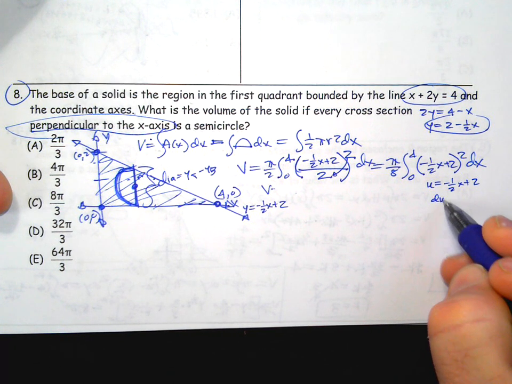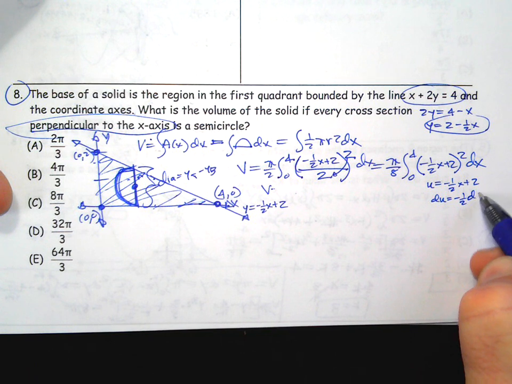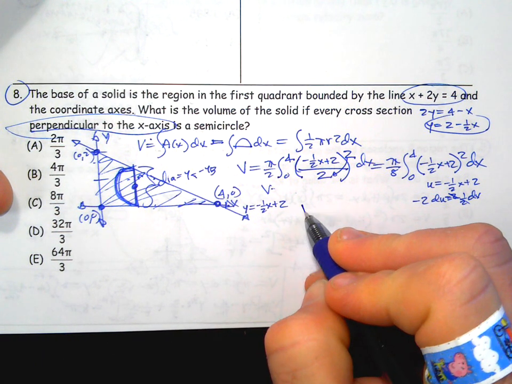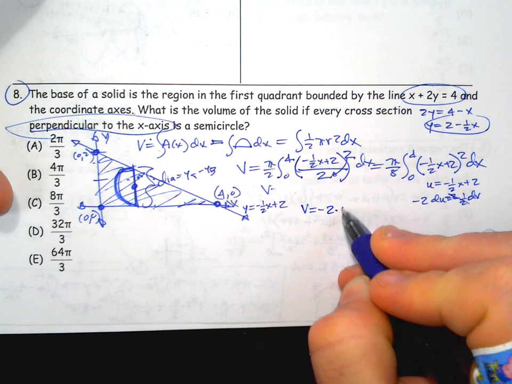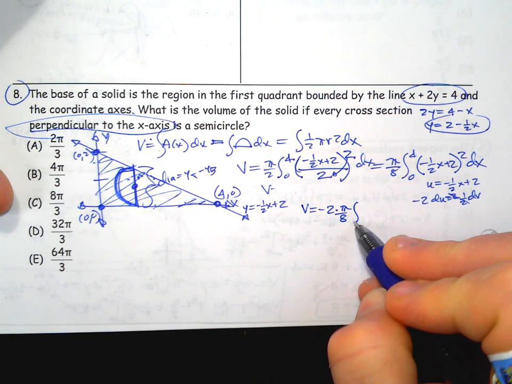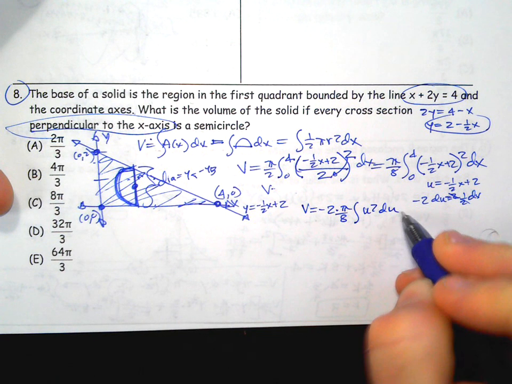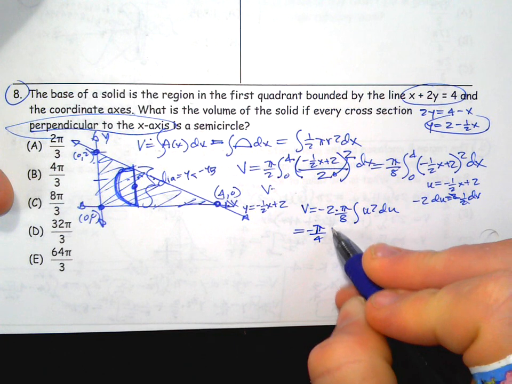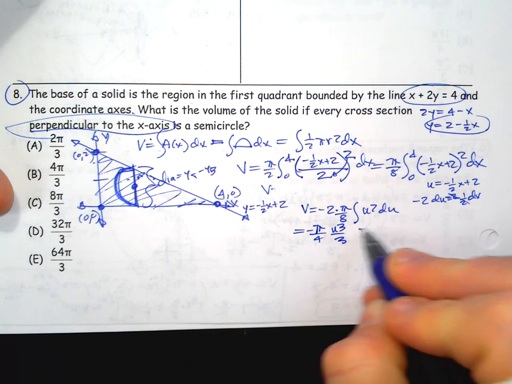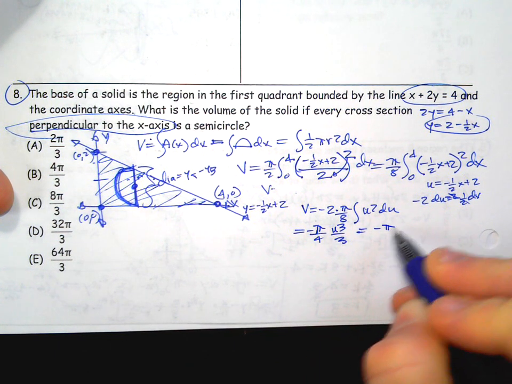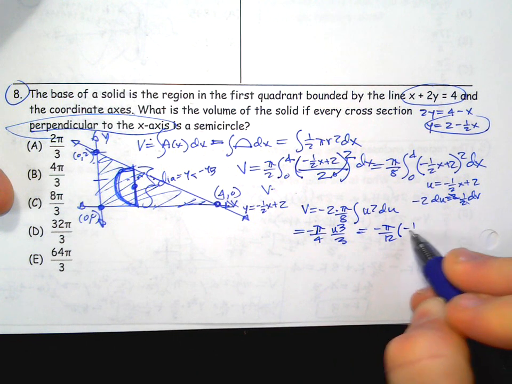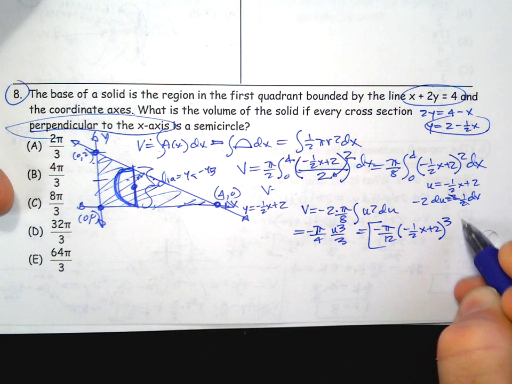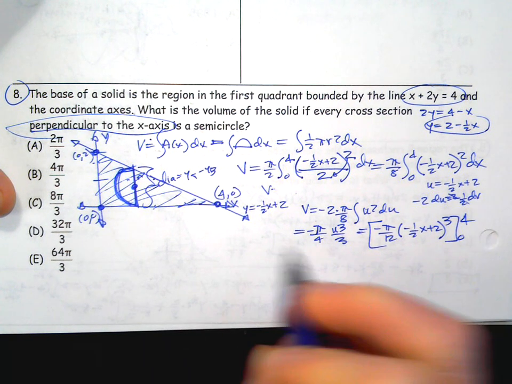you do this. I don't want the negative 2. So then you get negative 2 out in front. Be u squared du. U cubed over 3. Plug back in the original expression. Plug in the limits, 0 to 4.